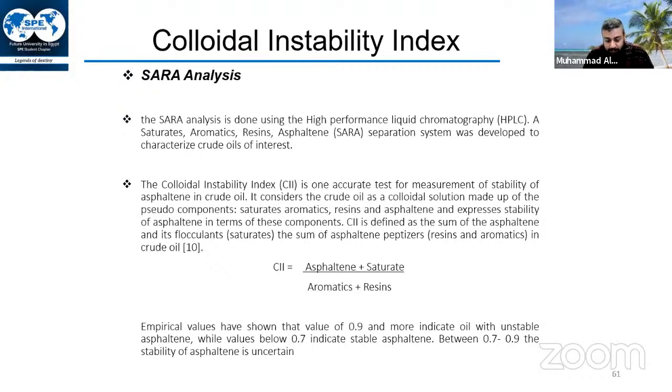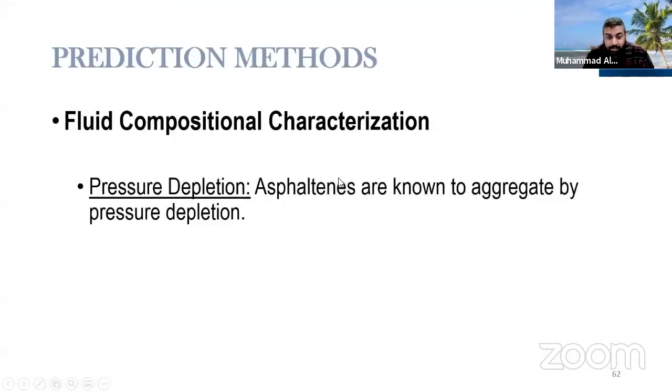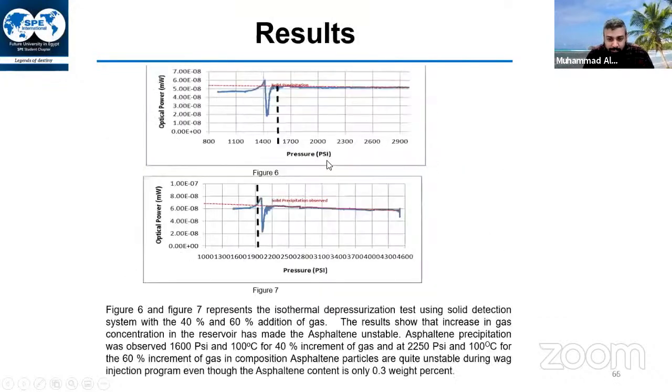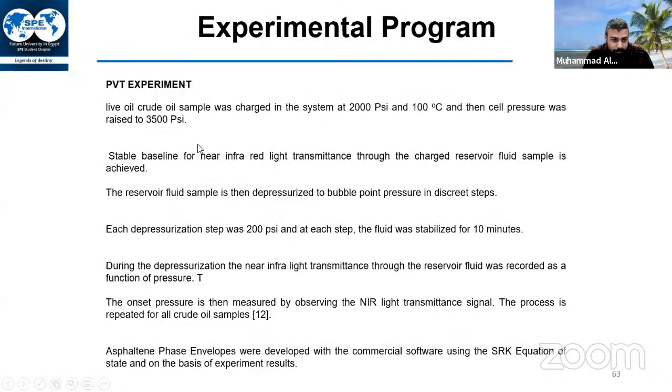We got to know that the oil we have in Egypt, we tested this oil, we did its SAR analysis, and under HPLC we found out through the heptane that this can destabilize. What to do next? The next step, you must try to know at what pressure this is happening. For that, we have a PVT experiment.